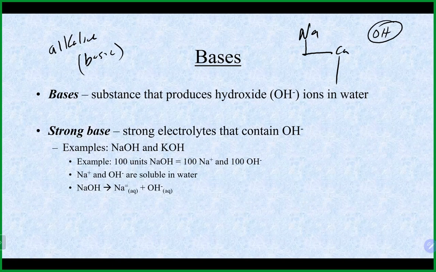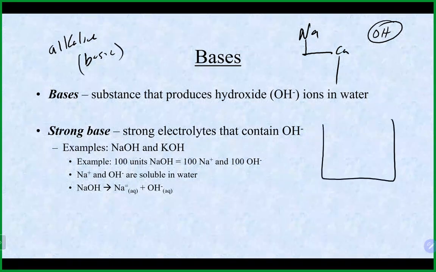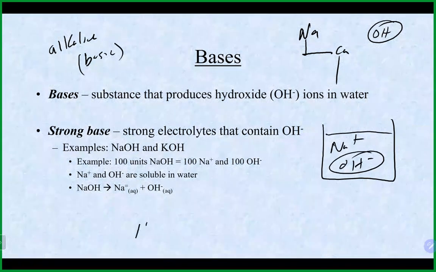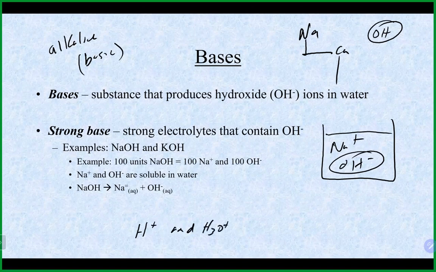If you had a beaker of sodium hydroxide, it would 100% break apart into sodium ions and hydroxide ions and produce a lot of OH- really quickly. In terms of acids, just a reminder, H+ and H3O+ are really the same thing in terms of acid-base chemistry. Acids have the ability to produce H+ or H3O+, and they're interchangeable, H+ and H3O+, which is the hydronium ion.